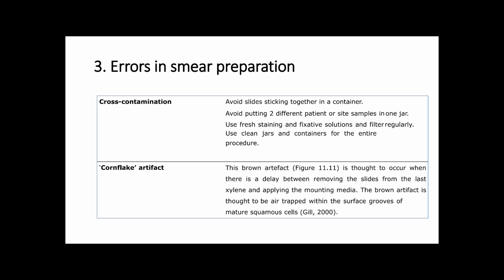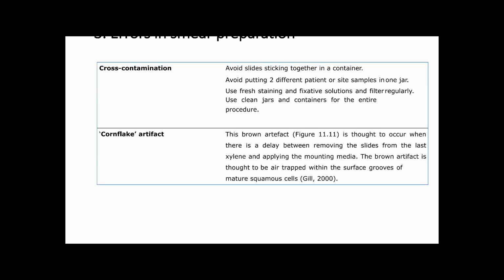And cornflake artifact. This is a brown artifact that occurs when there is a delay between removing the slides from the last staining and applying the mounting media. The brown artifact is thought to be air trapping within the surface grooving of mature squamous cells.